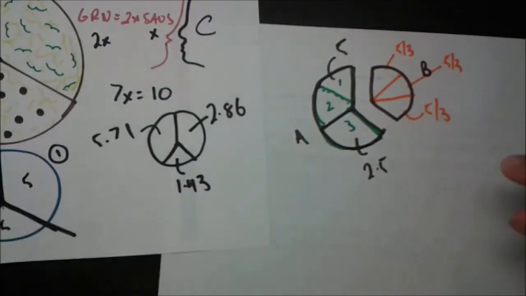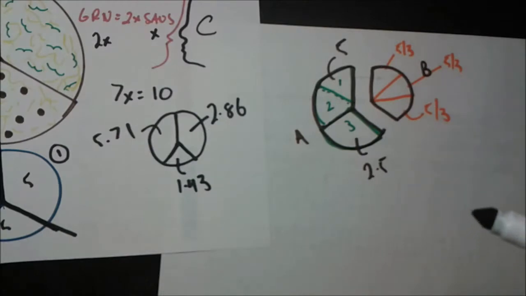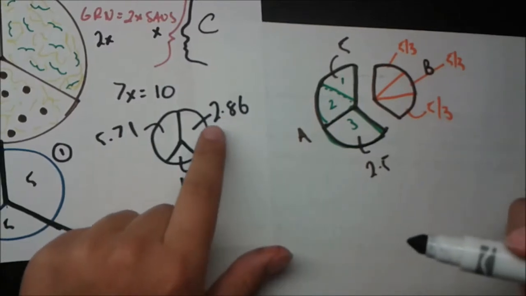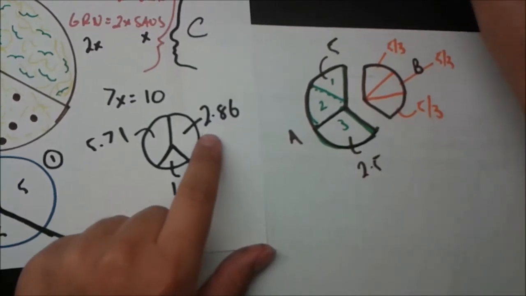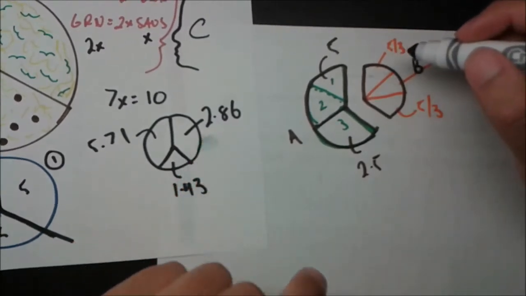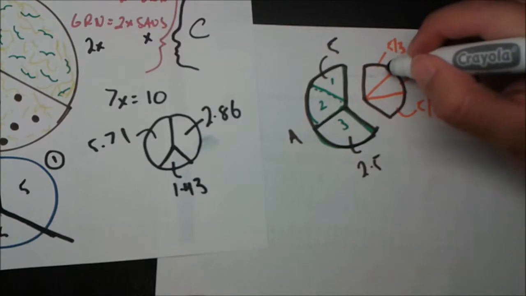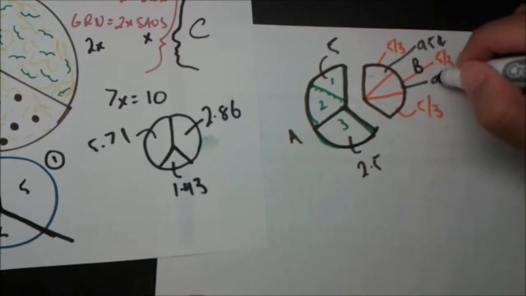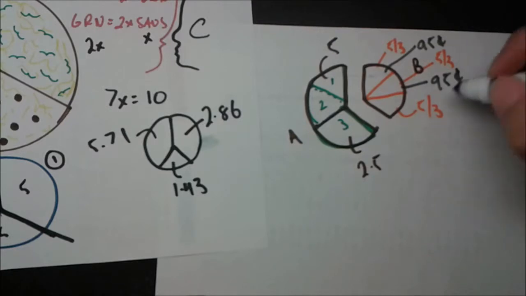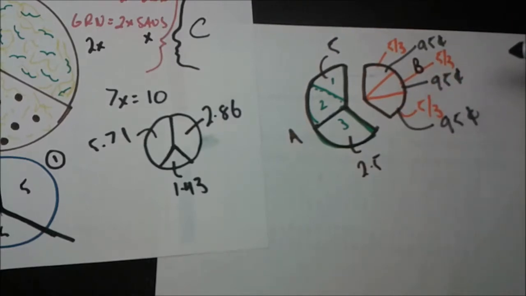So I've put C here. He values this portion right here at 2.86. So as he splits it up, each portion is going to be about 95 cents. It's actually 95.333 cents, but we'll just keep it simple. So each portion is about 95 cents to him.